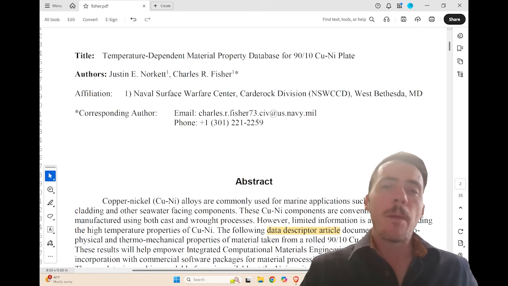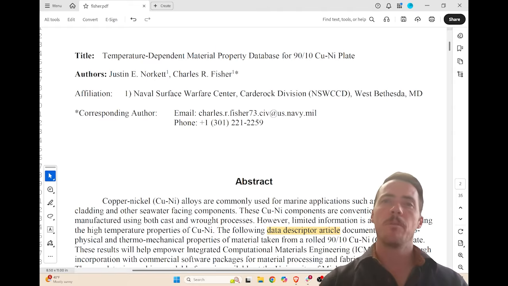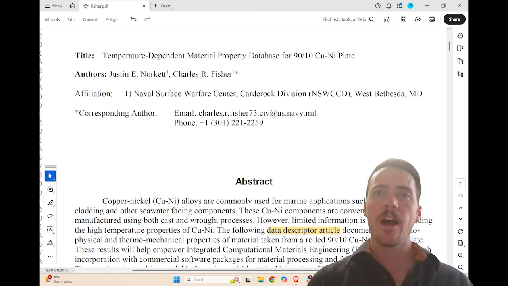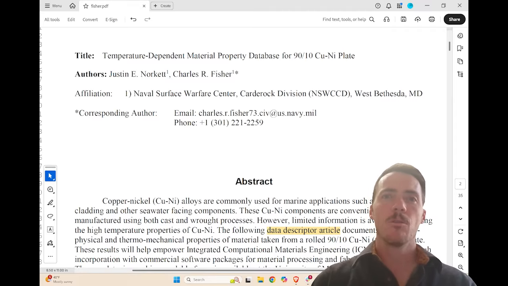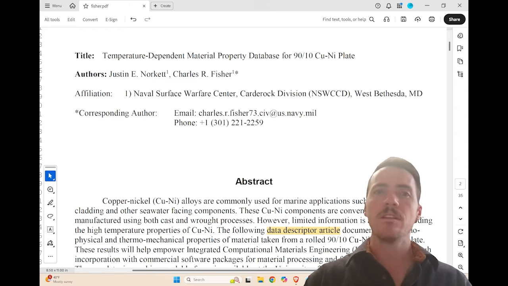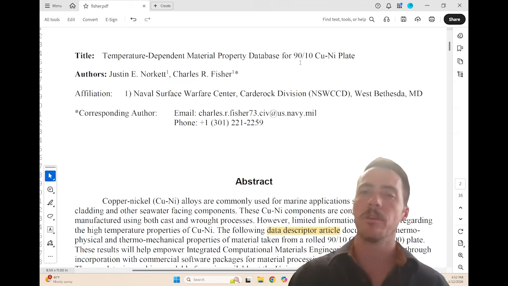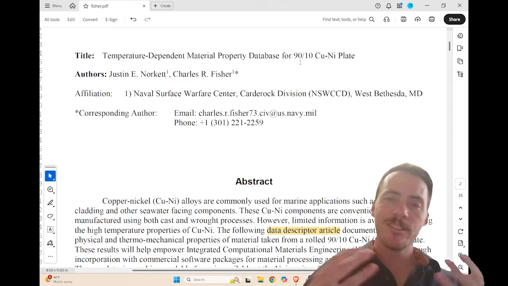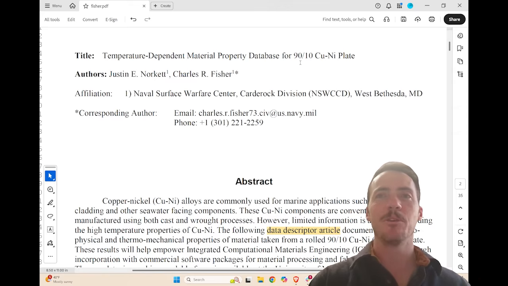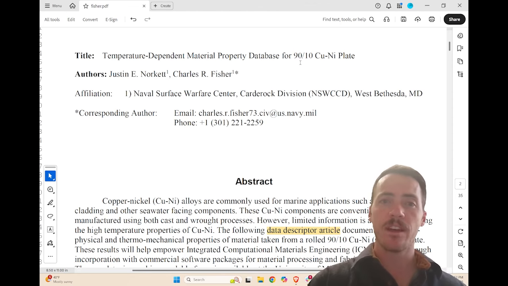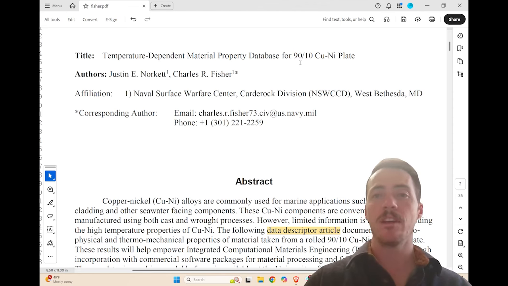Now, the paper I'm going to describe today is a little bit different than most of the papers that get published in our journal. I'm proud that IMMI actually features a data descriptor article type, where the article is about data itself. This paper, as it says here, is a temperature-dependent material property database for 9010 copper nickel plate. This is about providing data to the materials community, which I'm hugely grateful for. As we are increasingly doing data-driven science, we need people to generate data sets that are high quality like this.